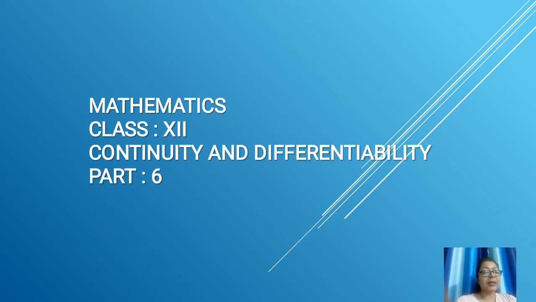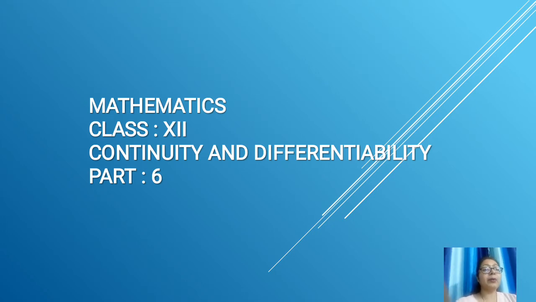Today I am here to discuss mathematics of class 12, chapter 5, that is continuity and differentiability. In my last videos we have already discussed continuity, then different parts of differentiability, that means the derivatives of different functions, then chain rule, different rules, and sums on chain rule, then derivative of inverse trigonometric functions, then derivative of exponential and logarithmic functions.